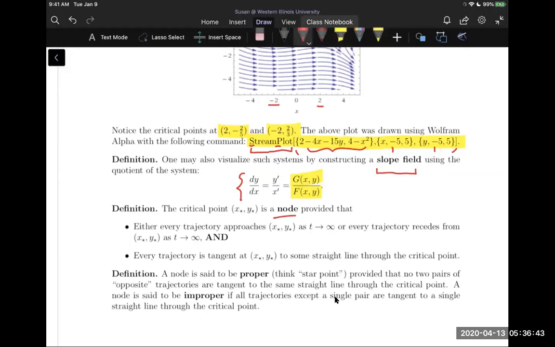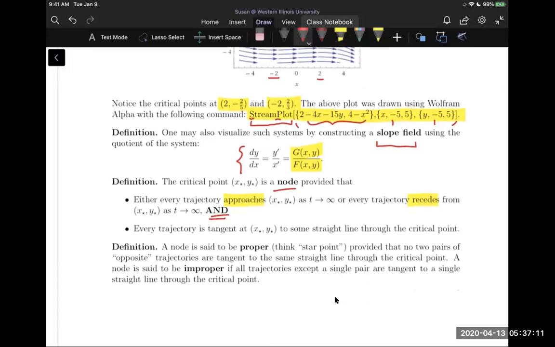The formal definition is the following: either every trajectory (x, y) approaches your critical point (x star, y star) as t goes to infinity, or every trajectory recedes from that point. So there's two ways: either you're approaching it or receding from it. And important, right? We need both of these things to hold to classify a critical point as a node. Every trajectory is tangent at (x star, y star) to some straight line through this critical point.